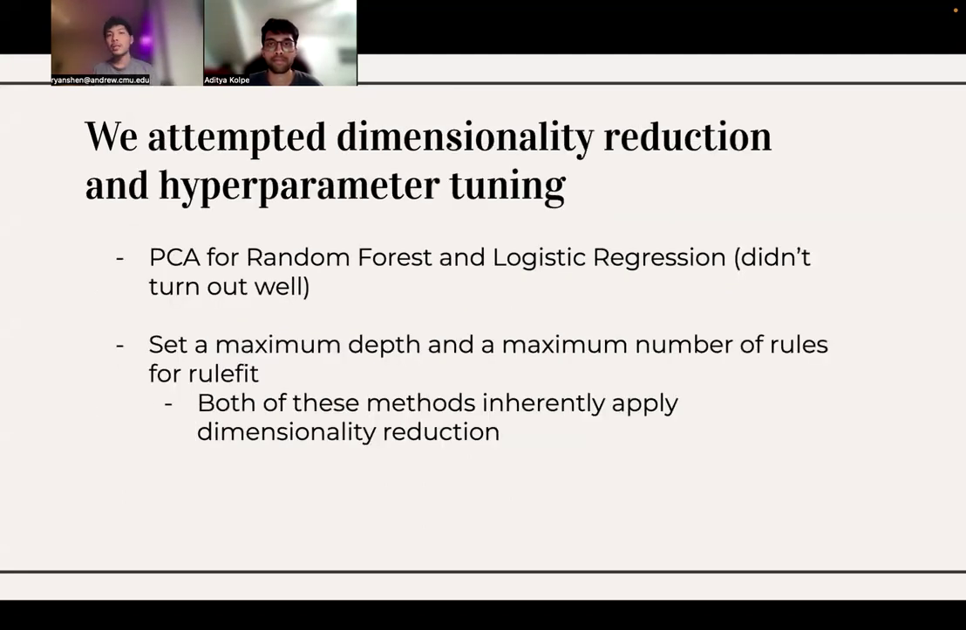We attempted dimensionality reduction and hyperparameter tuning, PCA for random forest and logistic regression. As you might know, PCA for random forest traditionally doesn't work very well. A random forest model already has some dimensionality reduction built in. And that was something that we were able to work with in greater detail through hyperparameter tuning, where we were able to set a maximum depth and maximum number of rules for rule fit, which is also fundamentally rooted in a gradient boosted random forest.